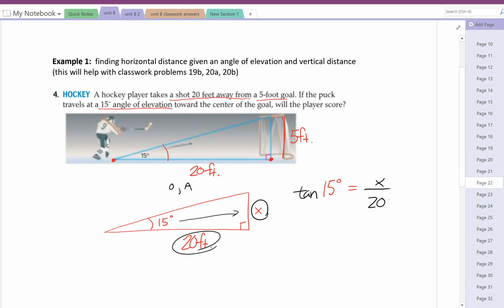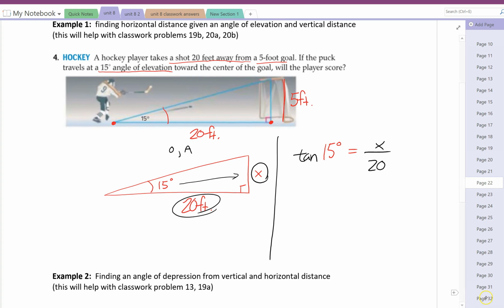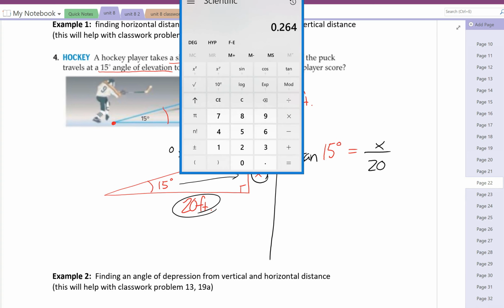All right. So then what next? Well, I'm going to figure out what the tangent of 15 degrees is.